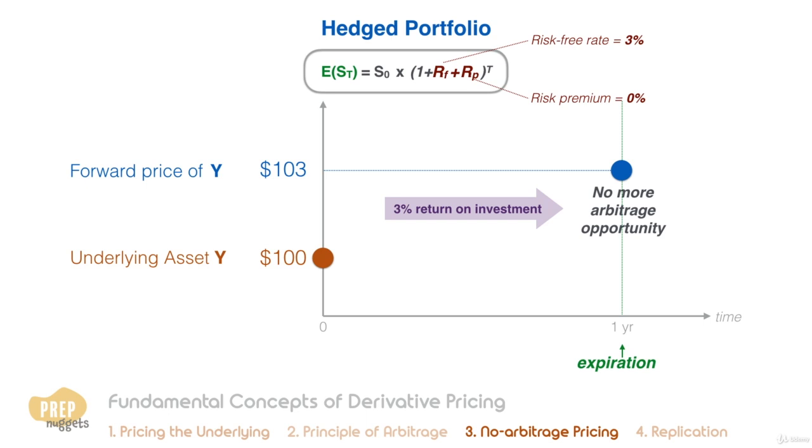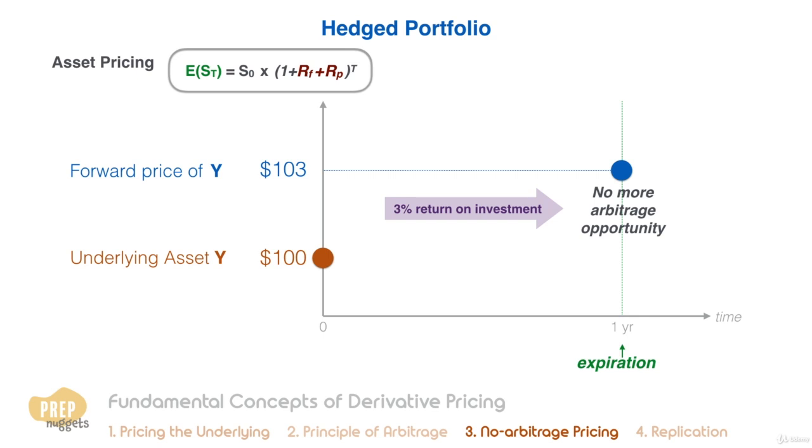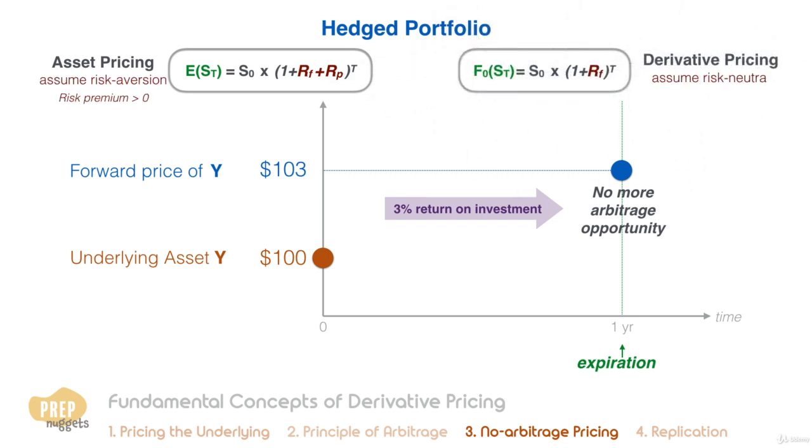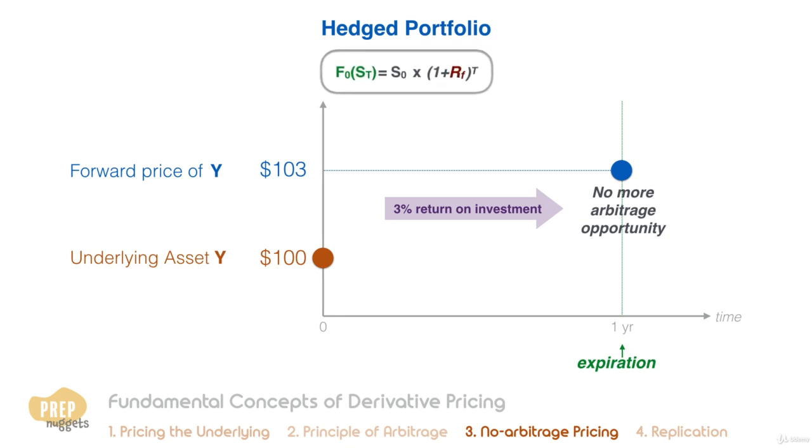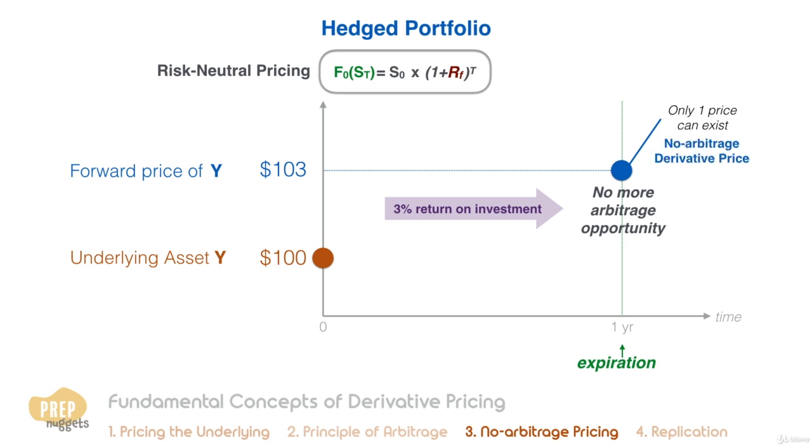The important point to understand from this illustration is that while the risk aversion of investors is relevant to pricing assets, it's not relevant to pricing derivatives. As such, derivatives pricing is sometimes called risk-neutral pricing. So, based on the principles of arbitrage and risk-neutral pricing, only one price can exist for the derivative. We call this the no-arbitrage derivative price.